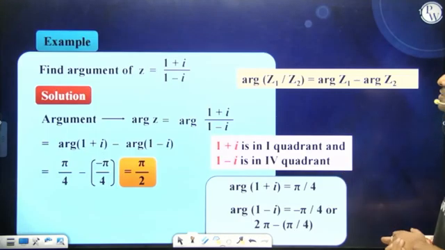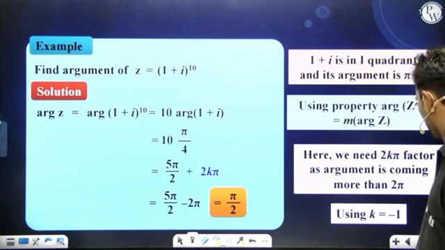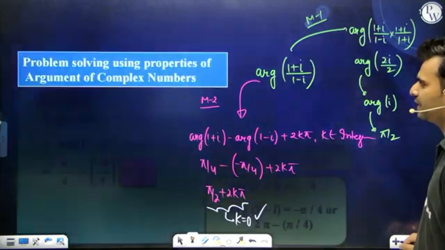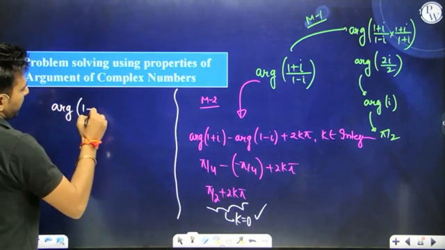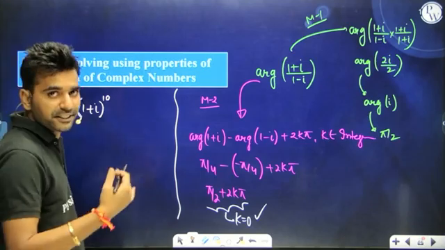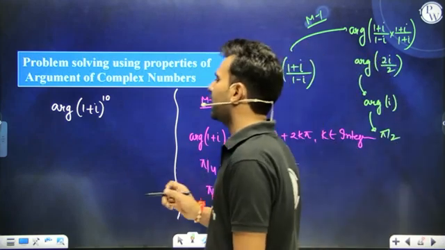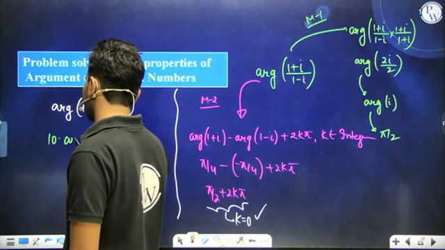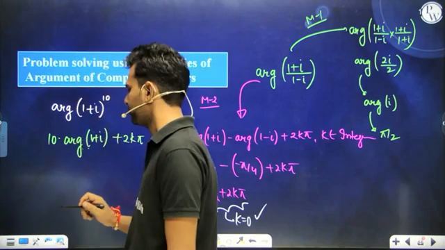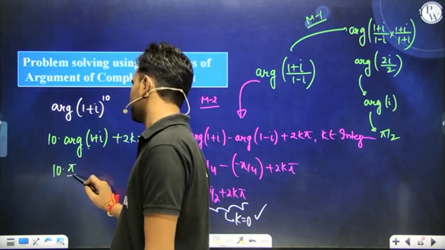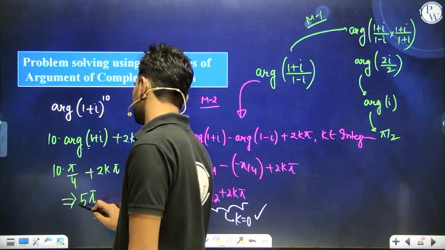So using the properties of argument, the problems can be simplified in a relatively easy manner. Let's say I want to find out the argument of 1 plus iota to the power 10. Now one way is multiplying it again and again, 1 plus iota, 1 plus iota, 1 plus iota. Another method is to just use the properties of argument. So 10 times the argument of 1 plus iota is what you're going to get, plus 2k pi, so that the value can be written in the principal domain. So this is going to be 10 times pi by 4 plus 2k pi, which is nothing but 5 pi by 2 plus 2k pi.